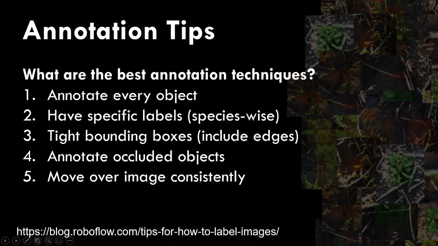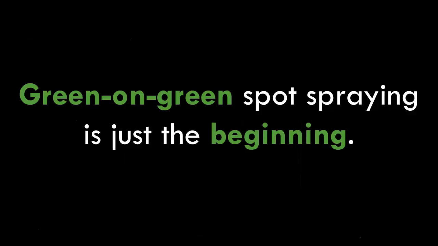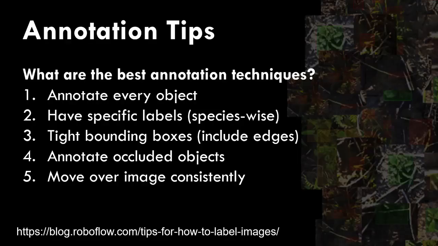Annotate any occlusions. So if there's a weed overlapping another weed, make sure you annotate the entire overlapped weed and do both of them if they're both of the same species. And be consistent with the way you go over an image. So if you start in the top left and then go down one corner, move across some percentage, then go up, and then go over that image in a serpentine fashion. And that means you won't miss any parts of it too. So that's the annotation process.